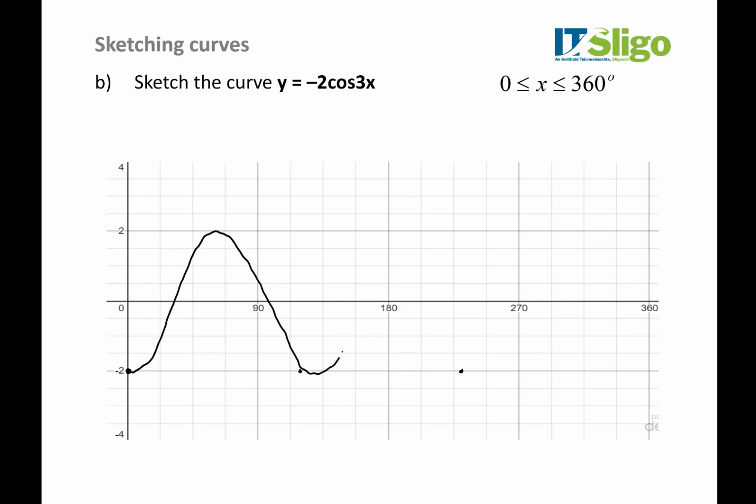So there's one full wave, there's 2 full waves, and there's 3 full waves. So that's minus 2 cos 3x, and we have 3 full waves in there. 1, 2, 3, yeah.